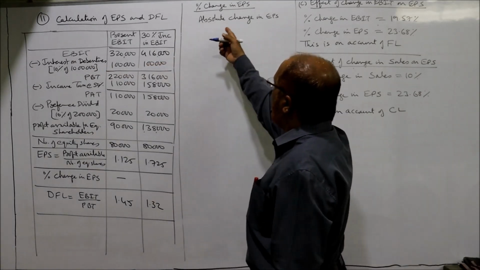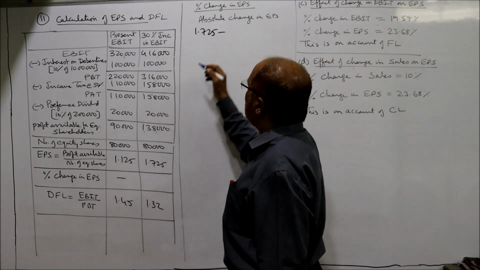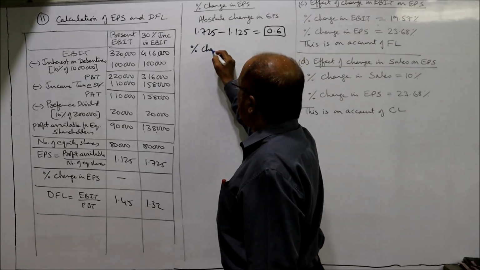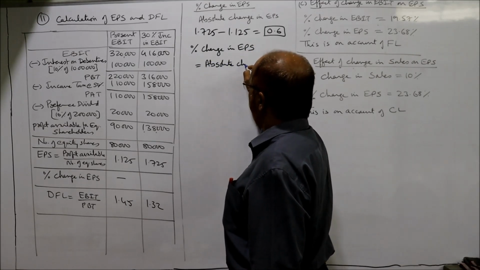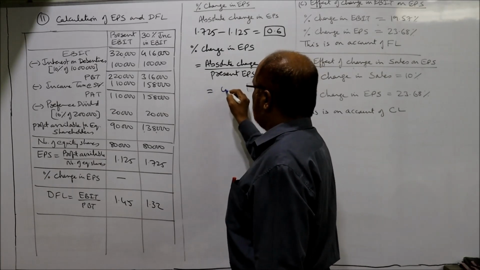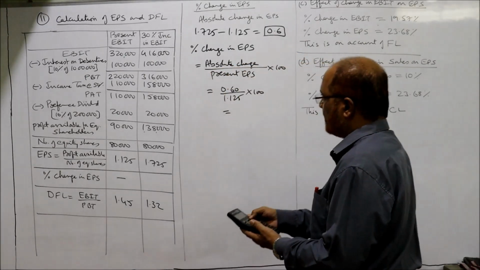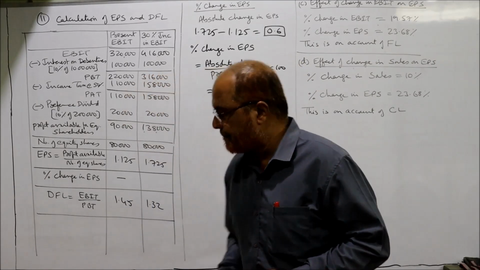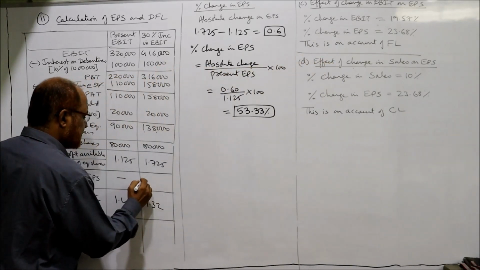Percentage change in EPS, first the absolute change in EPS. Now see how much EPS has changed. 1.725 minus 1.125 is equal to 0.6. Percentage change in EPS is equal to absolute change divided by present EPS into 100. 0.6 divided by 1.125 into 100 is 53.33%. So here 53.33%.